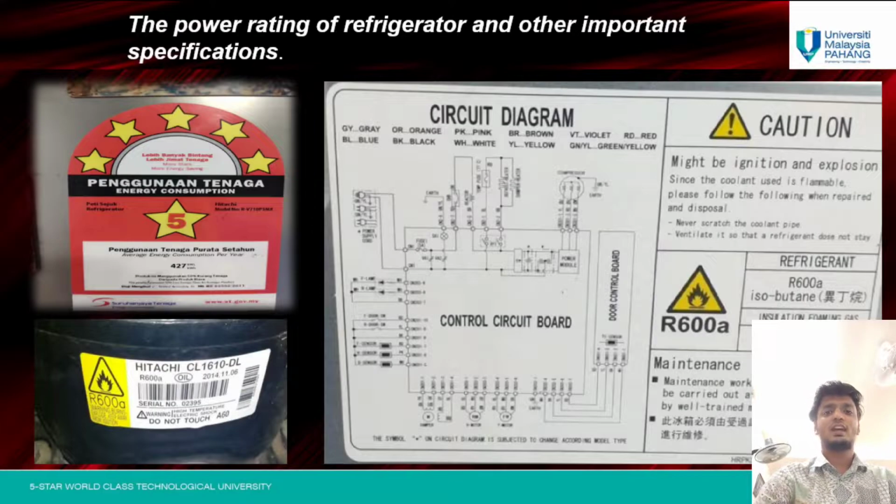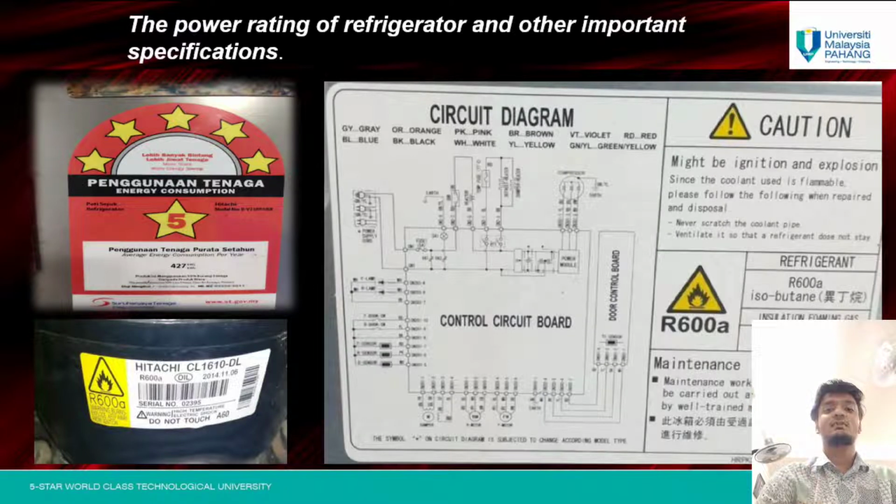Before proceeding further, I want to state the brand of my refrigerator. My refrigerator brand is Hitachi R600A. Now, let's move to the evidence that I have attached to support my assignment. As you can see, I have attached the energy consumption of my house refrigerator, which has a 5-star rating, as it can save 50% of power consumption compared to an ordinary refrigerator.